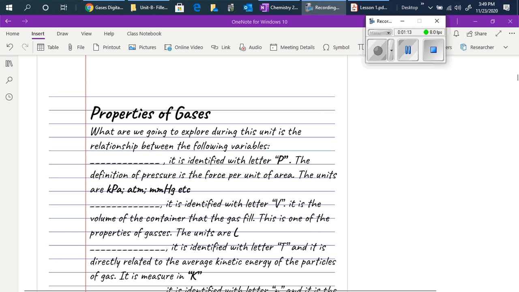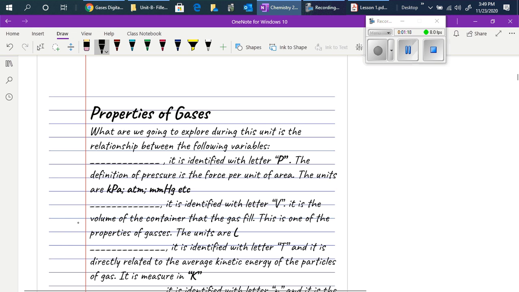What we are going to explore in this unit is the relationship between pressure, and the pressure is identified with capital letter P. The definition of pressure is the force per unit area. There are plenty of units in which pressure is measured, but what we will be focused on mostly in Chem 20, or for this course, will be kPa, atmosphere, and mmHg.